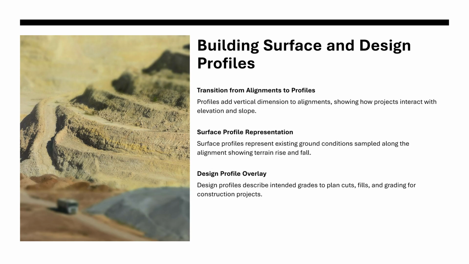The first step in this process was building a surface profile, and that profile represents existing ground conditions, sampled along with alignment. It is essentially a cross-section unrolled into a new line. It's a way of seeing the rise and fall of terrain along the path of a roadway, drainage ditch, or utility line. And on top of that surface profile, we introduced a design profile, which describes the intended grade the engineer or designer wants to impose. Together, these give us the comparison needed to plan cuts, fills, and grading.